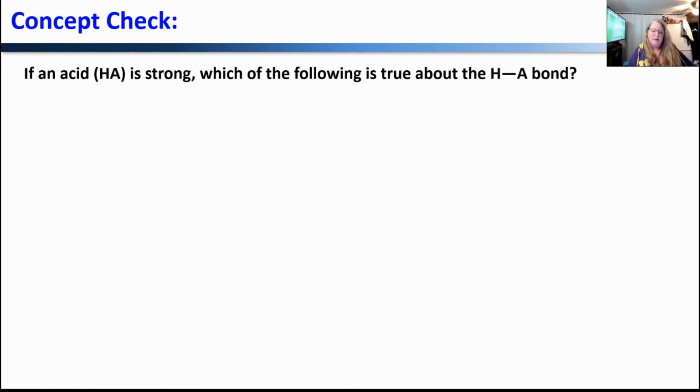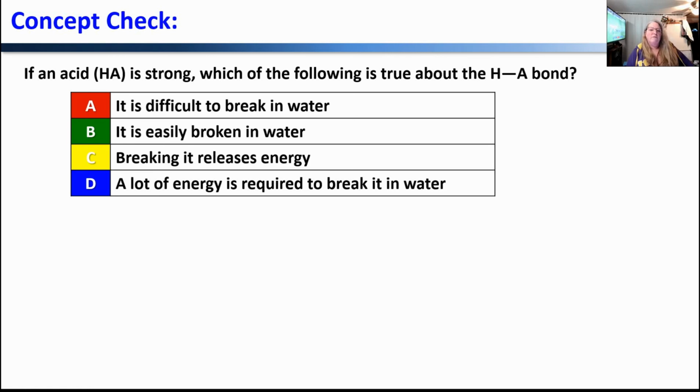All right, let's think about bonds. If I have a strong bond, which of the following is true? So I have a strong acid going into water. What does that say about the HA bond? Is it difficult to break, easily broken, releases a lot of energy, or a lot of energy is required to break it? So hopefully for this one, we're like, easily broken in water, right? Because it's easily broken in water because that's how we define a strong acid.